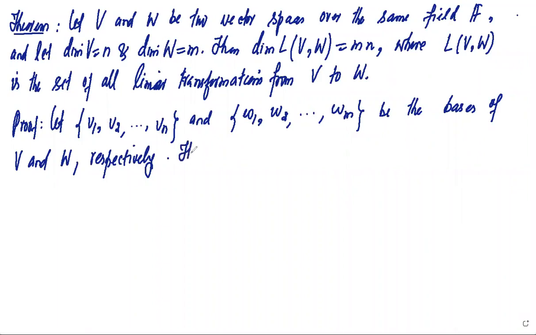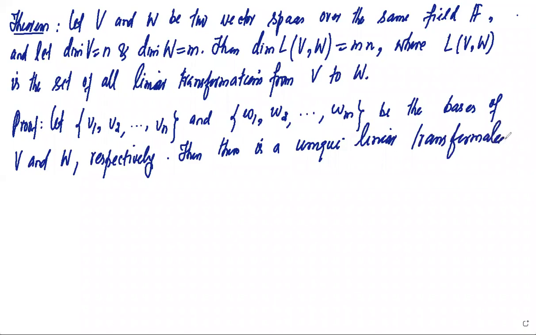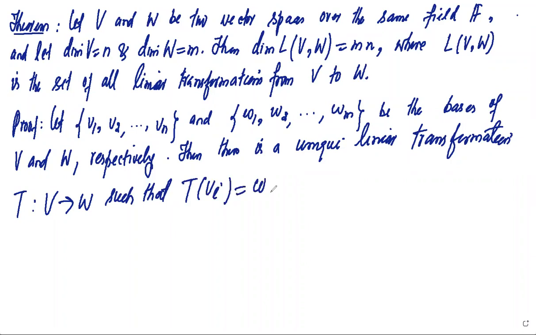So then there is a unique linear transformation T from V into W such that T of Vi is equal to Wj, where 1 is less than or equal to i, less than or equal to n, and 1 is less than or equal to j, less than or equal to m.